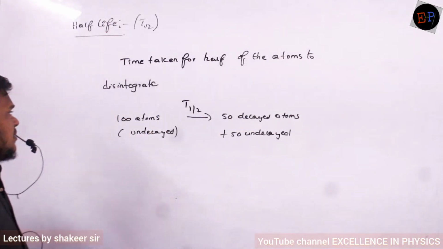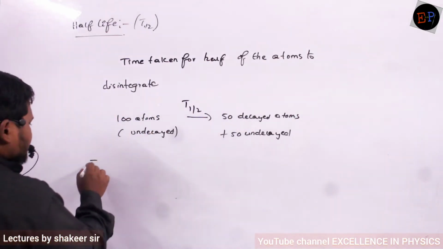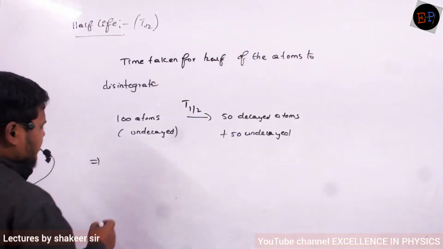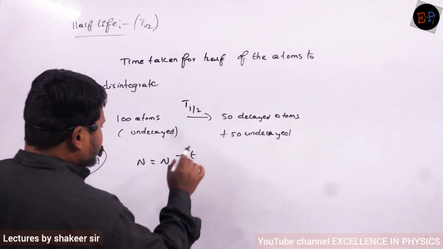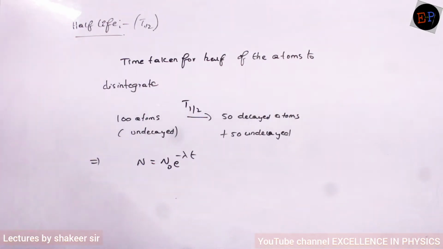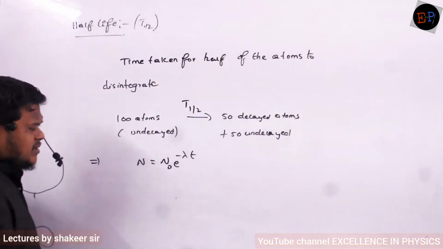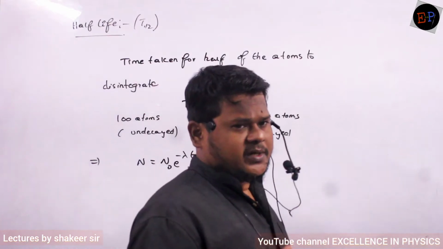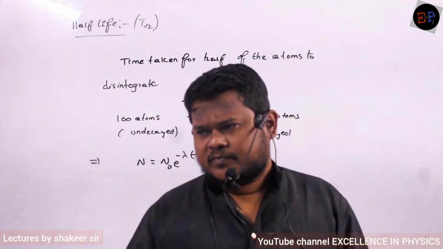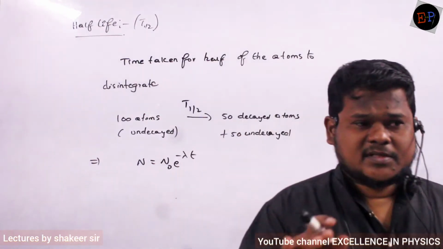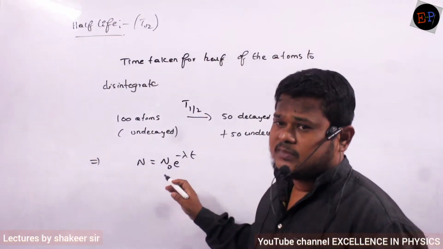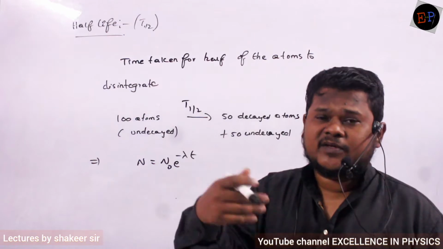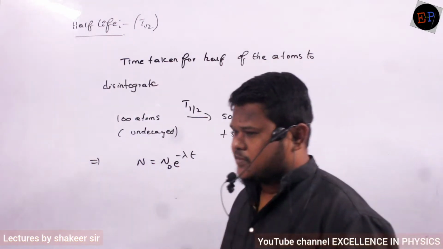So mathematically, let us see how we can calculate this. Already we have written the equation of radioactive decay yesterday. N is equal to N naught e power minus lambda t. This we have already studied; yesterday we derived this. What is meant by N here? N means number of atoms which are undecayed. N naught is equal to the initial number of atoms undecayed when we started observation. That is the relation between N and N naught.